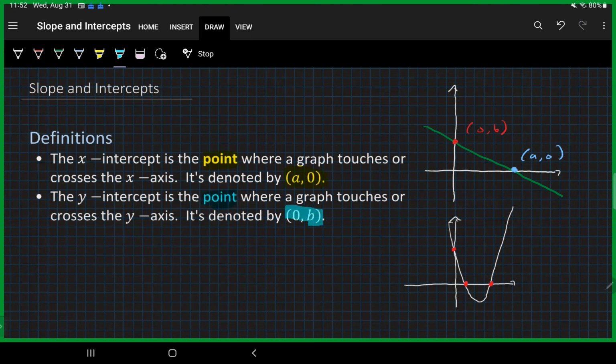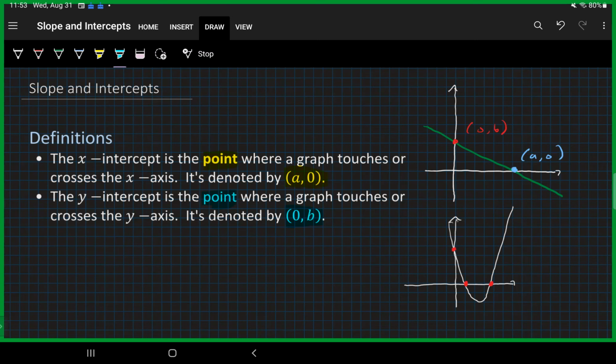With the y-intercept, it's where the line or graph touches or crosses the y-axis, and that is 0, b. If you look off to the right here, I have two pictures. I have a line, and I use multiple colors on that. The y-intercept is labeled at 0, b in red, and in blue I have the x-intercept a, 0 because the line crosses the respective axes at those points.